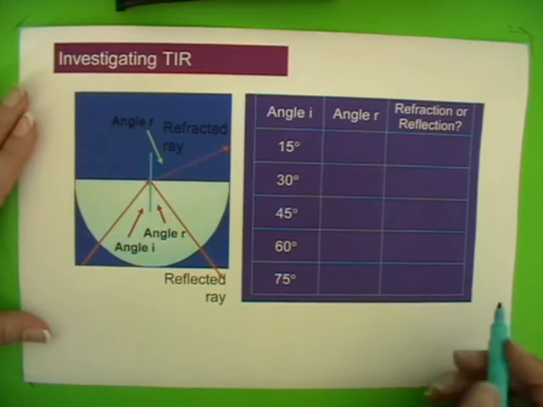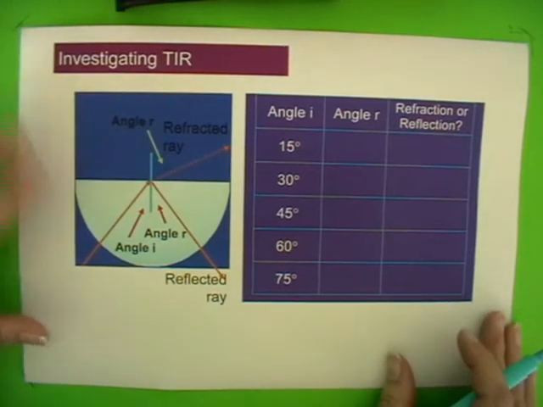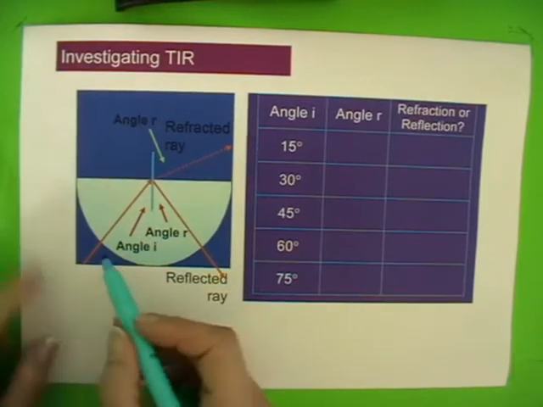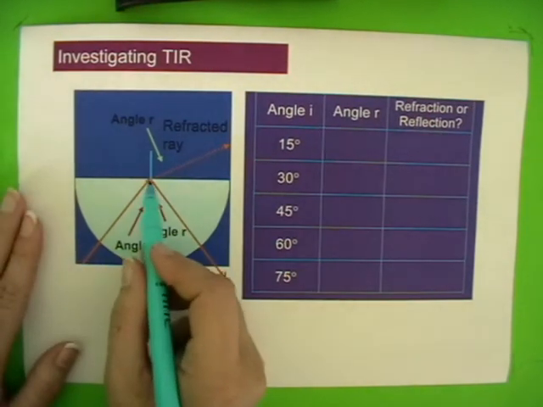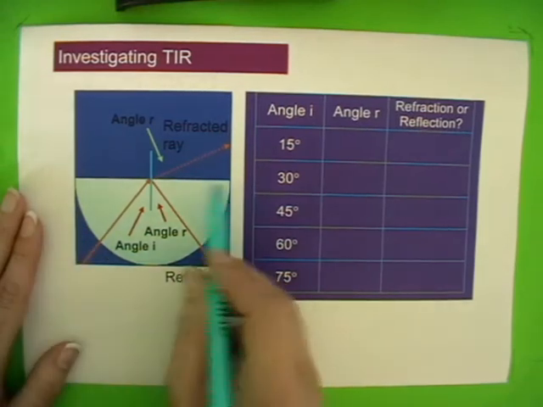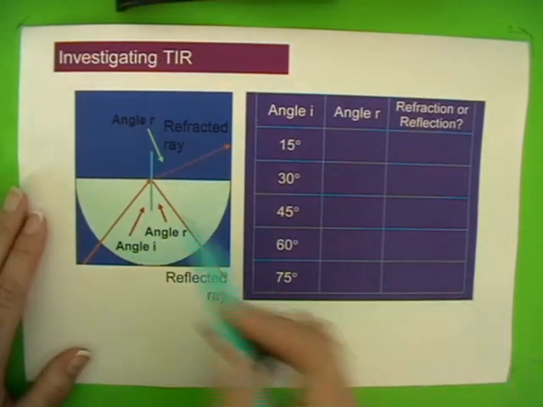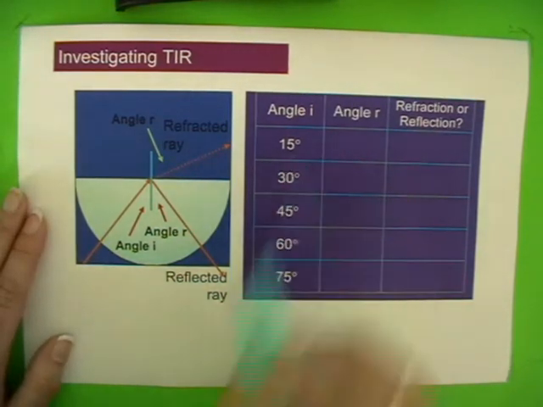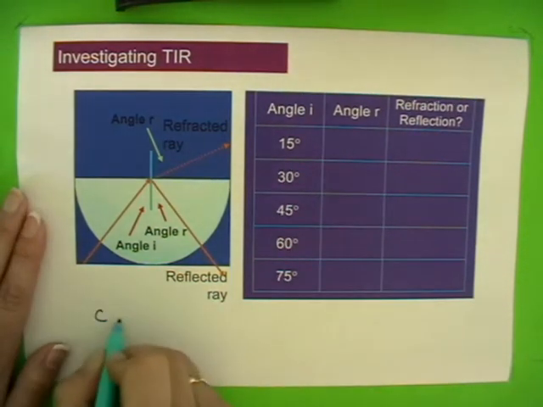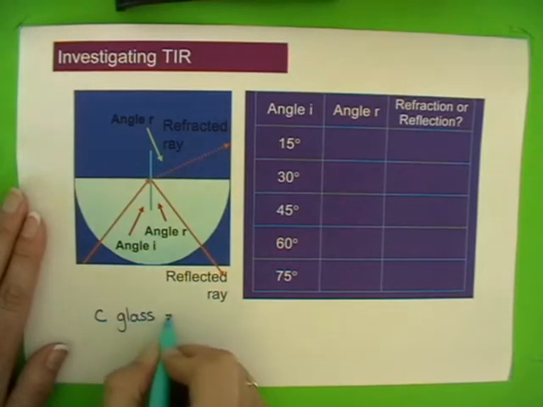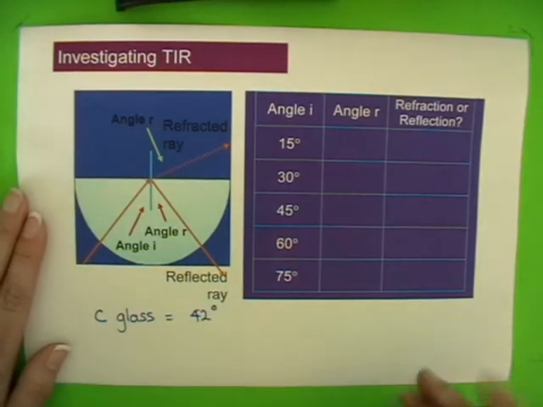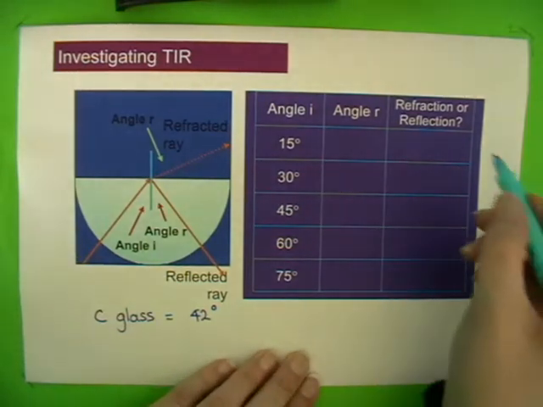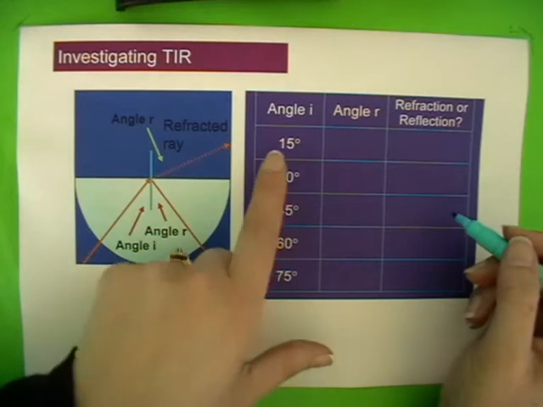So in this case, if we have a ray coming in, it's reflected. In this case, we're using a semicircular block. Some of it's refracted, some of it's reflected. So at 15 degrees, bearing in mind the critical angle for glass is 42 degrees. Do we have refraction or reflection in each of these examples?